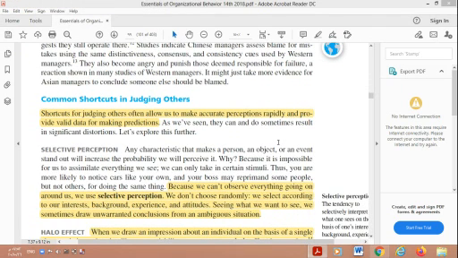Common shortcuts in judging others. Shortcuts for judging others often allow us to make accurate perceptions rapidly and provide valid data for making predictions.